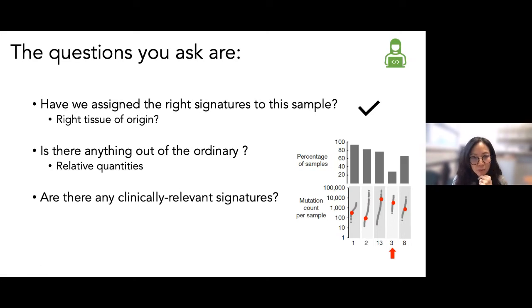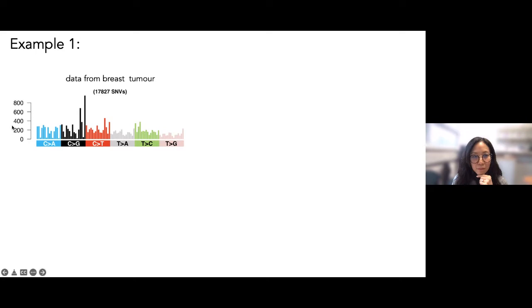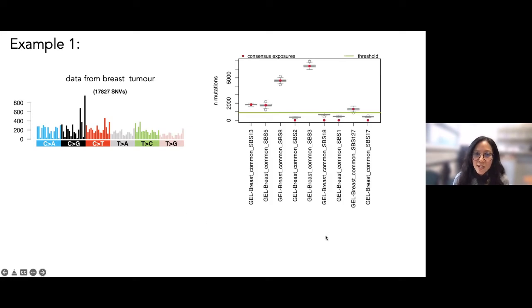I just want to take you through a couple of examples. So here is a breast cancer. Here's a mutational catalog from a breast cancer, 17,000 SNVs. And here's the signature outcome. So these are the different signature types, signature 13, 5, 8, 2, 3, 18, 127, 17. And here, this is a threshold. We do have a cutoff. Anything below it, we're going to ignore. Anything above it, we will say it is present in the sample. So in this sample, there's signature 13, 5, 8, 3, and 127.